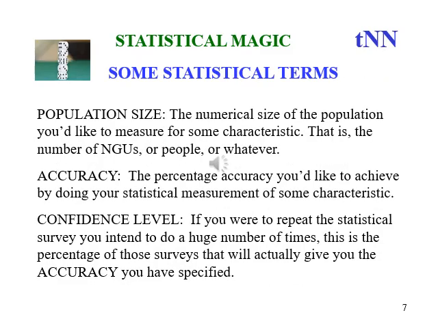To discuss this further, we need to indicate some statistical terms. Population size, which is the numerical size of the population you'd like to measure for some characteristic. That is the number of NGUs, the number of people, or the number of whatever. Another term, accuracy. What's meant by this in statistics? The percentage accuracy you'd like to achieve by doing your statistical measurement of some characteristic of the population.